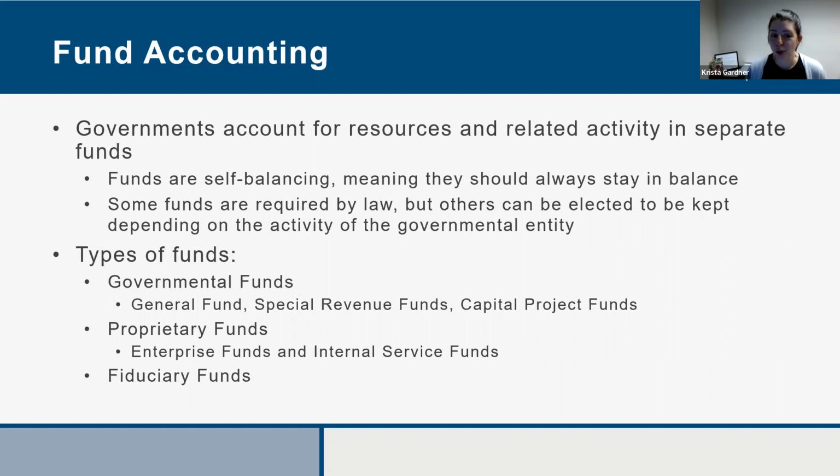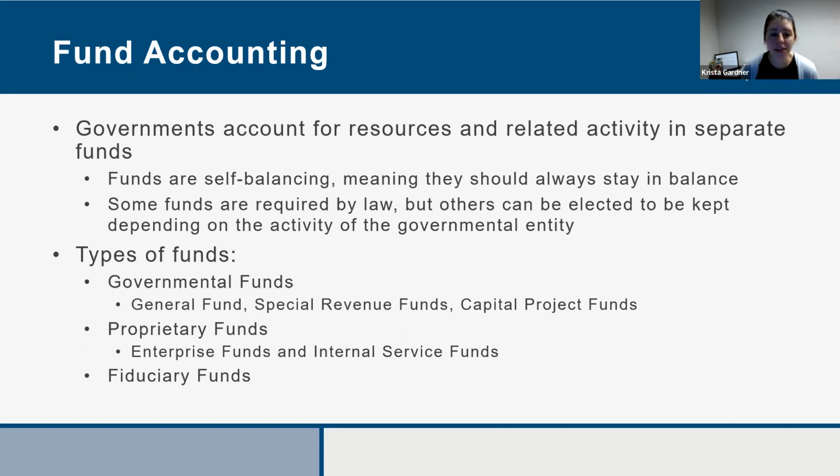Proprietary funds are truly those mini businesses. They act like a business because they are providing a service to people. These are going to be your enterprise and internal service funds. So if you have a sewer fund, a water fund, a refuse or trash fund, those are all going to be these proprietary type funds where you are charging a user to receive a service, as opposed to those governmental funds, which are really based on your normal governmental revenues of tax revenues, etc. And then you're providing those basic services to your residents: road work, police, fire, etc.